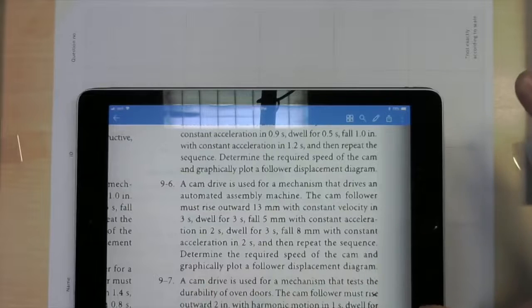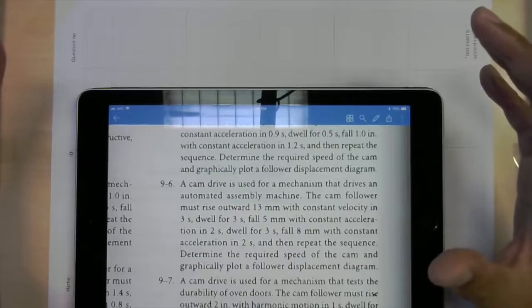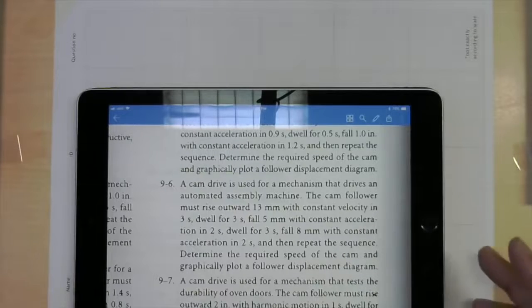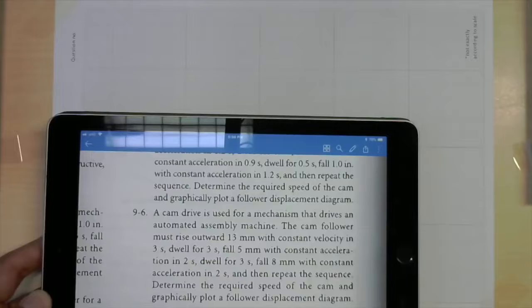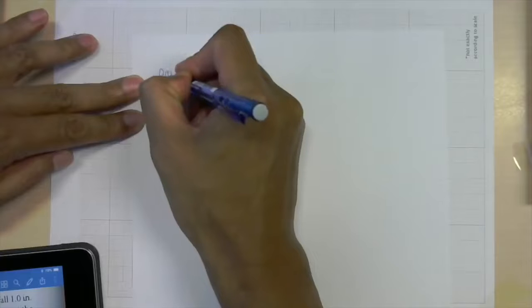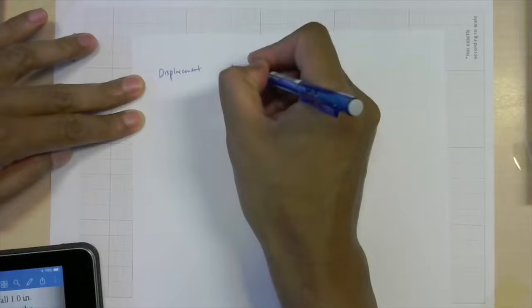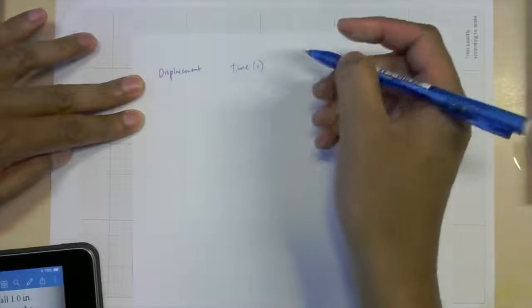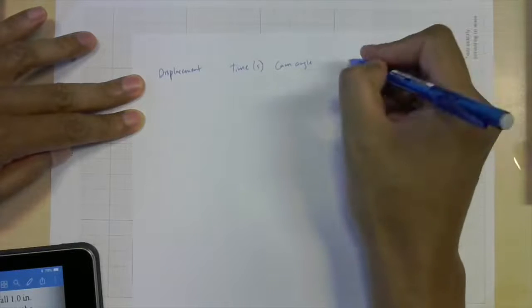So now first we have to draw the displacement diagram, right? So first to do that, we have to prepare a table which describes the motion here. Let's draw a simple table, which has displacement, time in seconds, cam angle, and then the type of motion.